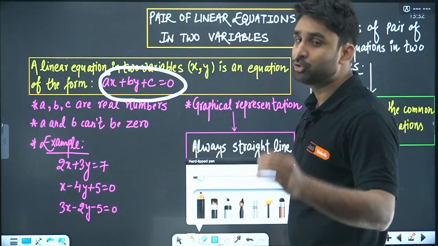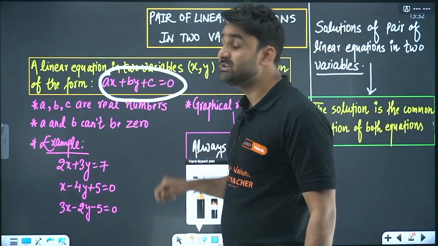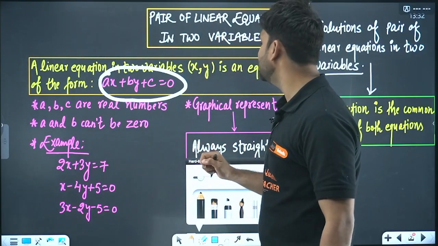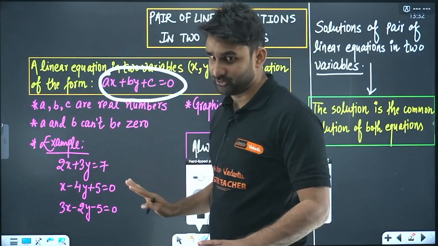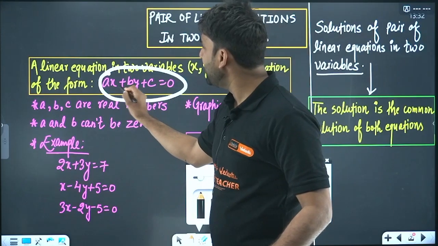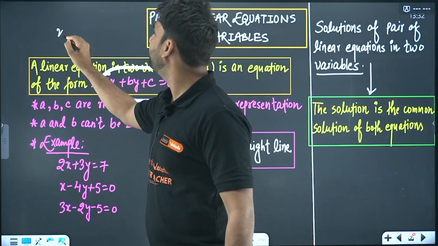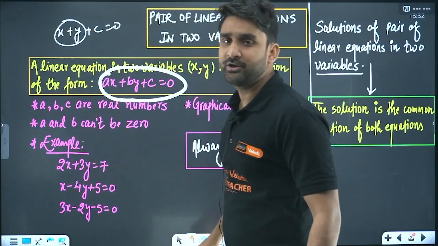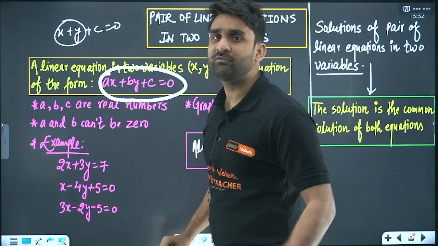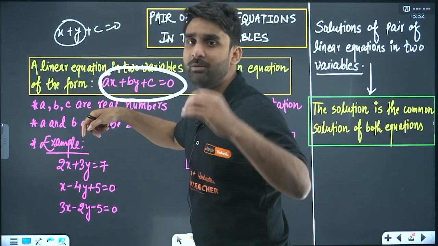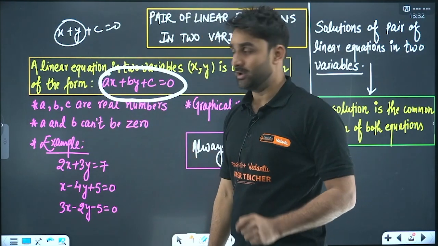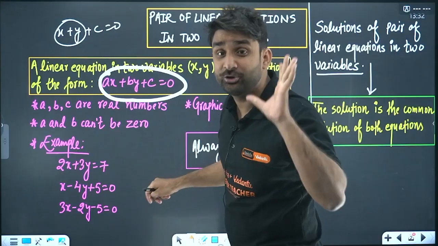Linear equations in two variables. Here a, b and c are what? Real numbers, my dear. So a, b, c are real numbers and a and b cannot both be 0, my dear. If a and b become 0, it means the variables x and y will vanish, the identity of x and y will vanish. And if x and y vanish, this equation will not be a linear equation at all. So a and b cannot both be 0, my dear.